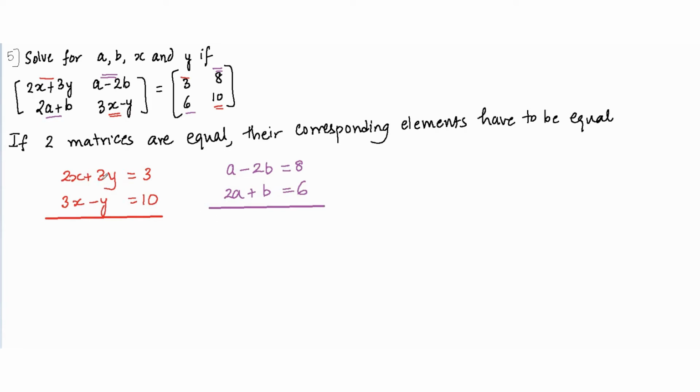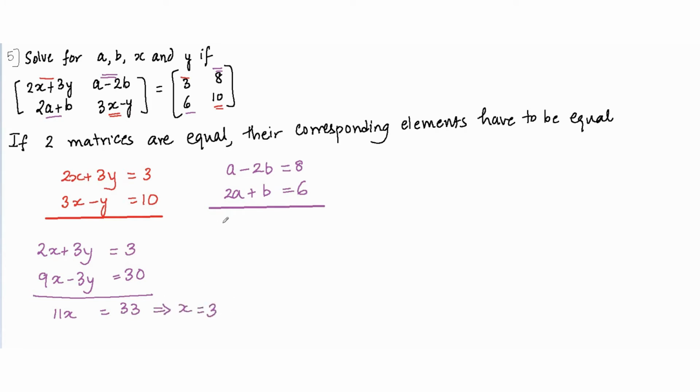So let me now quickly solve for x and y. I wish to eliminate y. So let me multiply the second equation by 3. So I have 2x plus 3y is equal to 3. And multiplying the second equation by 3, I get 9x minus 3y is equal to 30. When I add these two equations, I get 11x is equal to 33, which implies x is equal to 3.